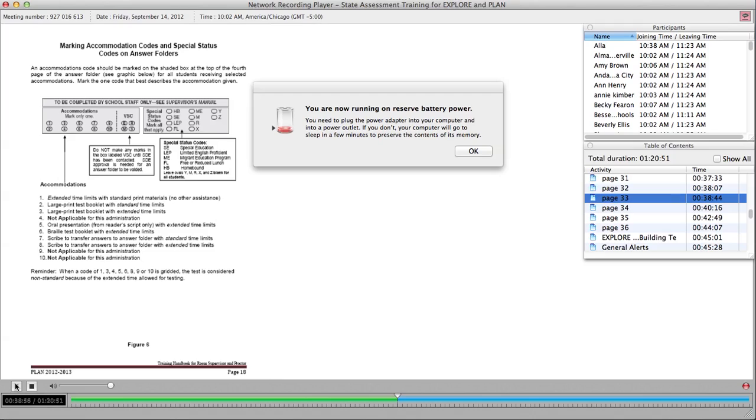The accommodations are on the left, and you have 10 of those. If you mark 1, 3, 4, 5, 6, 8, 9, or 10, that makes the test for the student be non-standard. The VSC is for voiding, the E is for English, reading, math, or science.